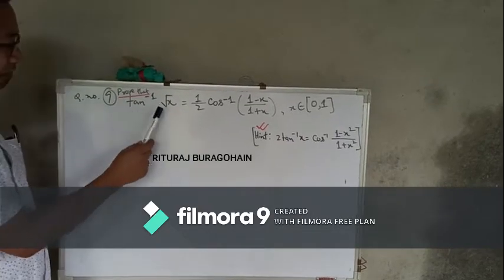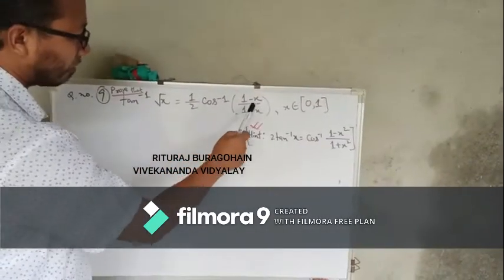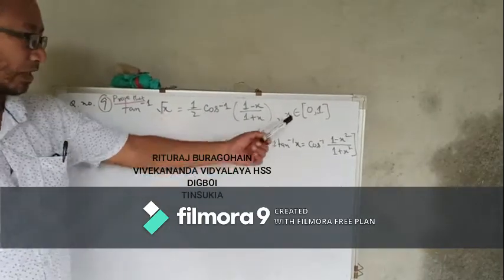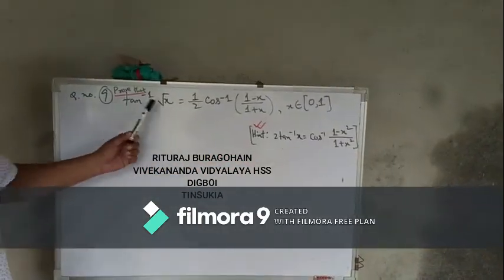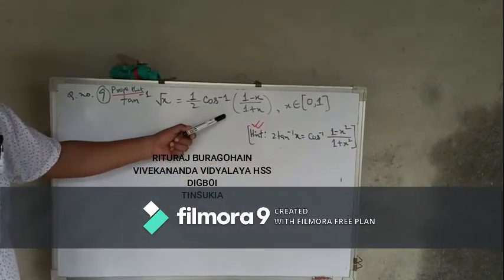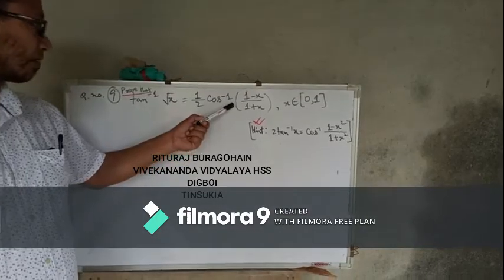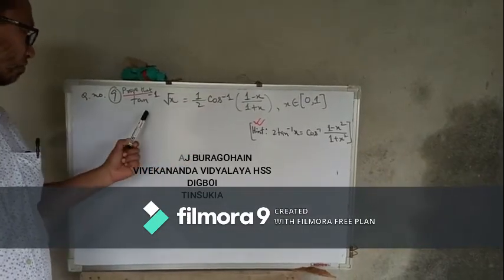Prove that tan inverse of root x equals half cos inverse of (1 minus x) by (1 plus x), and the domain is this. Now for proving this part, we can start from the right hand part, but if we start from the right hand part, it may be easier for us to prove the left hand part.